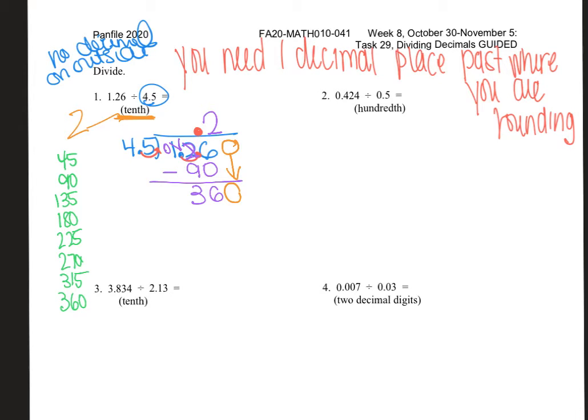So I know that this is going to be, how many times does 45 go into 360? It's 1, 2, 3, 4, 5, 6, 7, 8. And it's 360, and I subtract, and I get 0. Now, the 0.28, we wanted to round to the tenth, which means we're looking at this and saying, what is it doing? So it's 0.3, and that's my final answer.